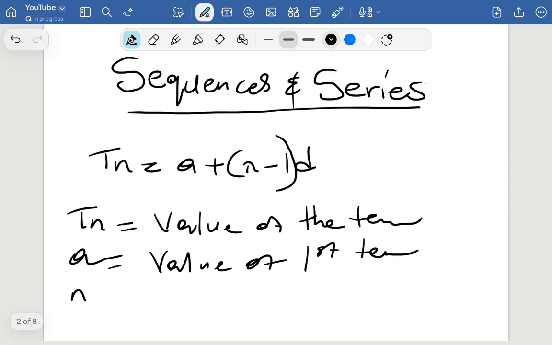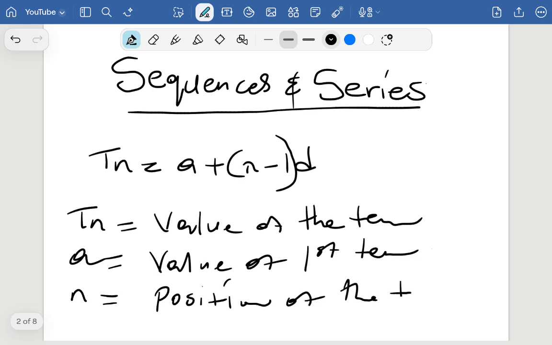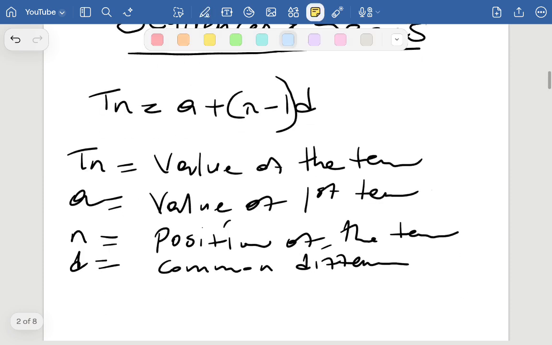Then what does n mean? n means the position. That is the position of the term. Right? And then the last one is d. d means a common difference. That is the common difference between the terms. Okay?